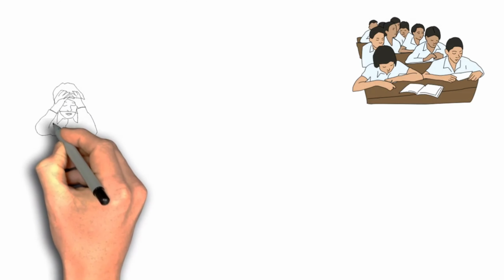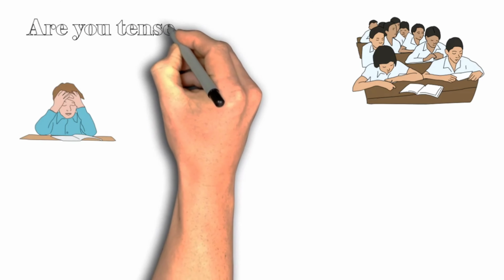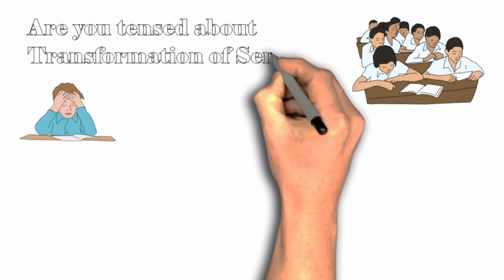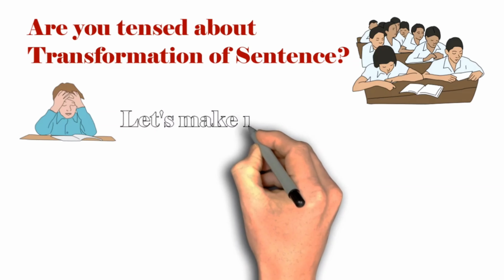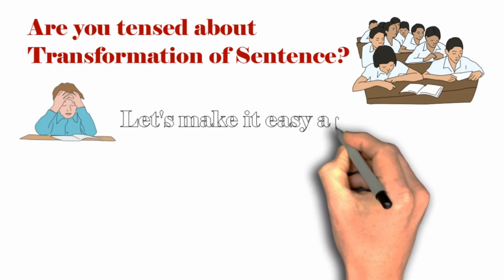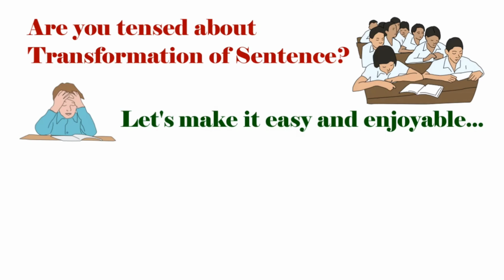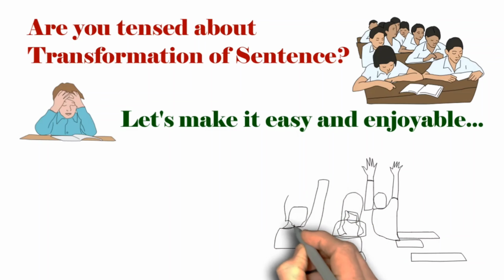Are you really tensed about the grammatical topic that is transformation of sentence? Okay, let's make it easy and enjoyable. Because transformation means changing one sentence to another without changing meaning. And we have three types of sentences. One is simple, another one is complex, another one is compound. So in this lesson, we will learn how to change one sentence to another, right?